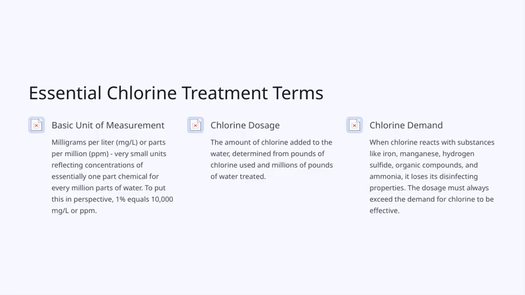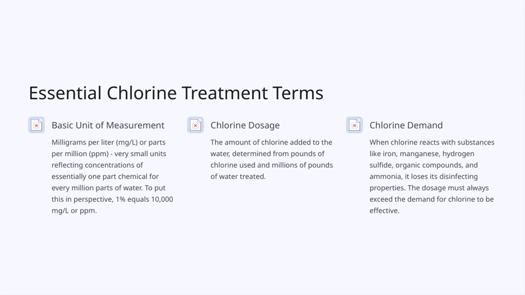Let's take a closer look at some essential chlorine treatment terms. First, the basic unit of measurement we use is either milligrams per liter, or mg/L, or parts per million, ppm. These are very small units, but they effectively reflect the concentration of chlorine in water.